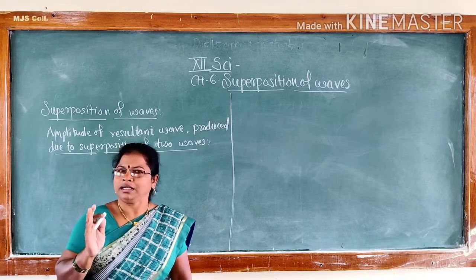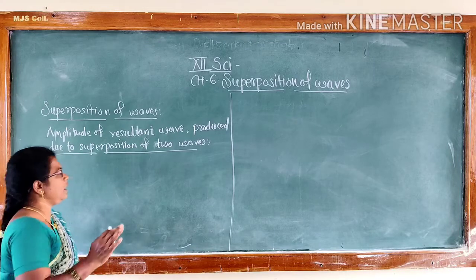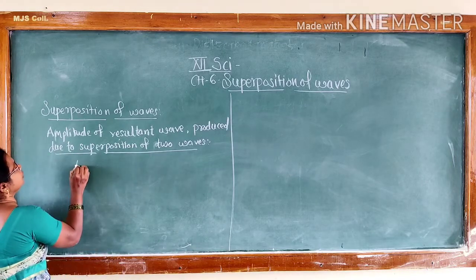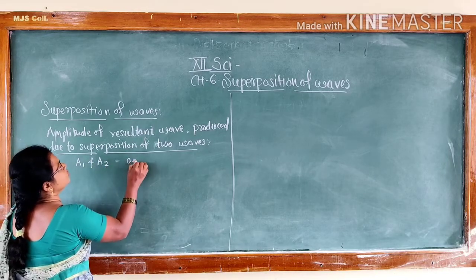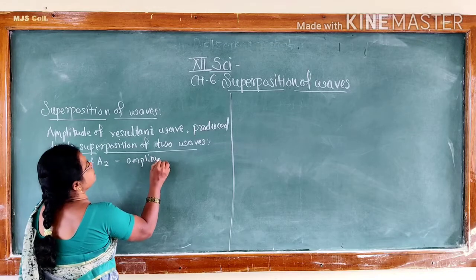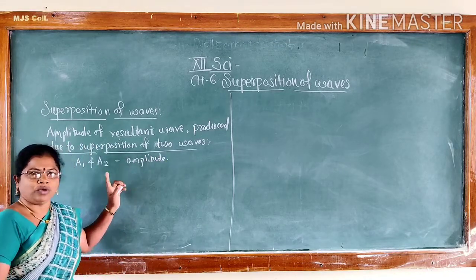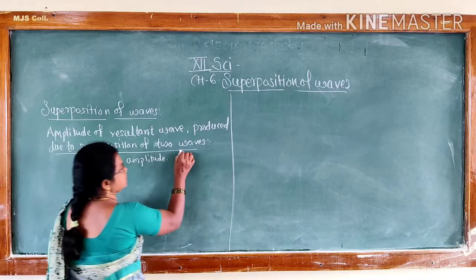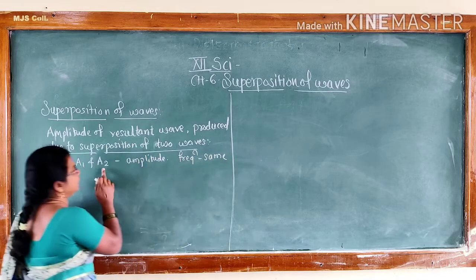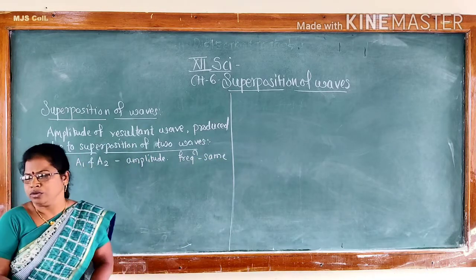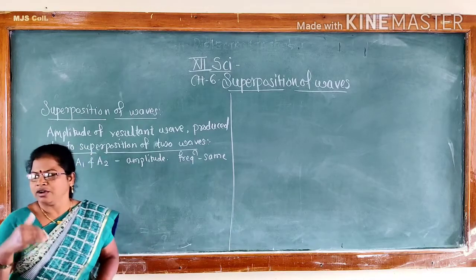Okay, at x equal to 0, consider amplitudes A1 and A2. That means there is a little difference in amplitudes of the two waves, but the frequency is the same. Suppose the frequency is the same, there is little change in their amplitude. So what are the values of the displacements of those waves?